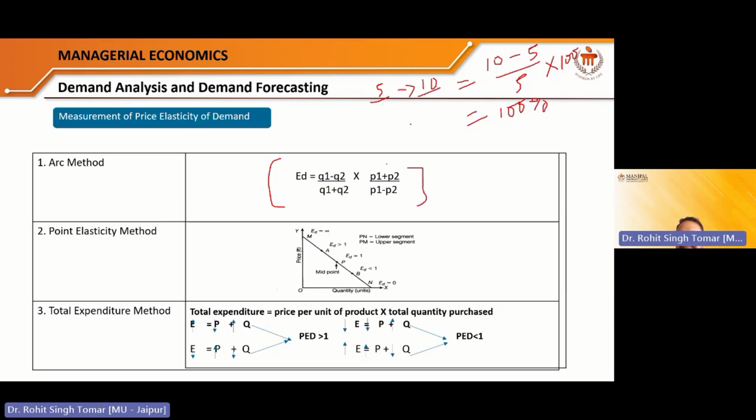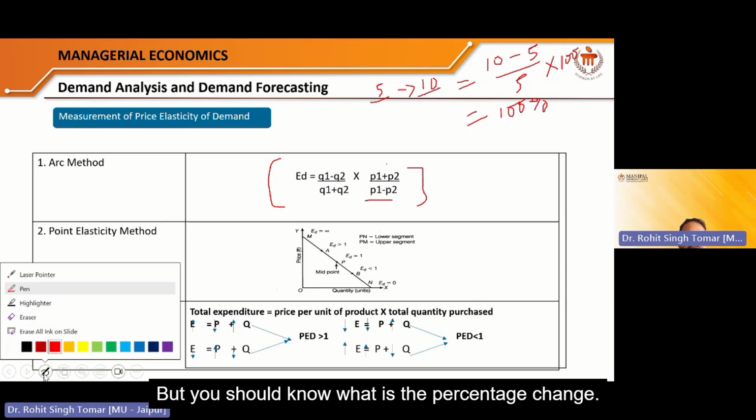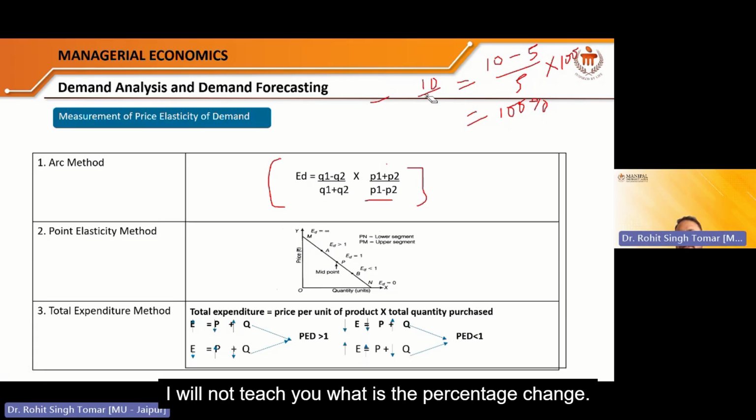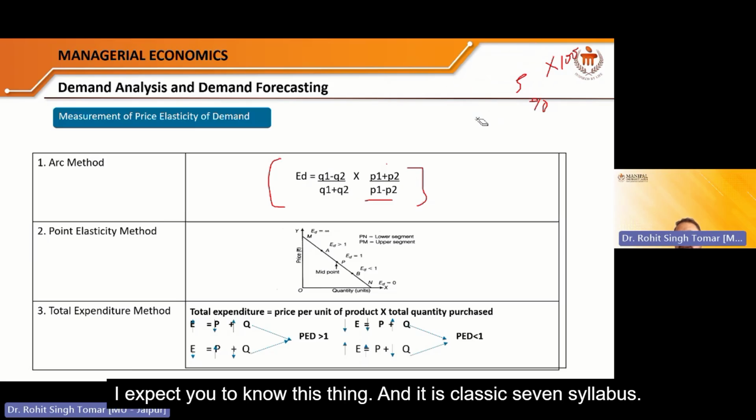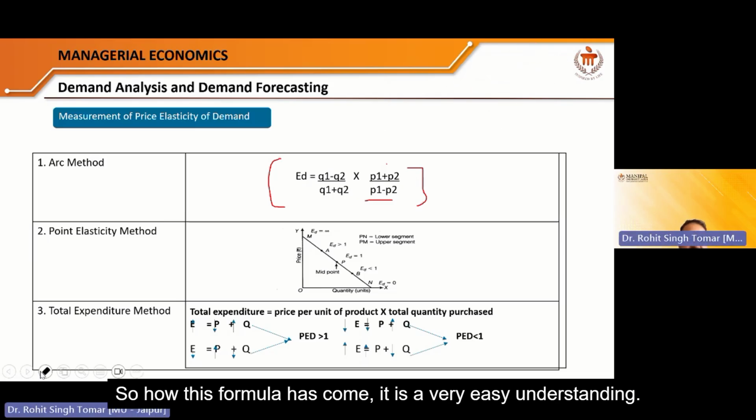So what is written here? The same thing is written here. I will show you how. Just have patience. But you should know what the percentage change is. I will not teach you what the percentage change is. I expect you to know this, and it is class 6, 7 syllabus. So how this formula has come is very easy to understand.